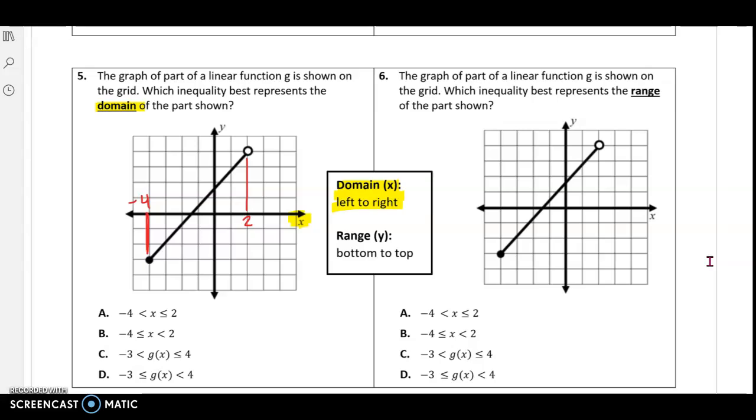So we can eliminate answer choices C and D. And if you didn't know, these, the g of x's, are the same thing as writing y. So these are actually ranges, not domains. Now, one other thing that people tend to forget is that with an open circle, we are going to use the less than symbol, and with a closed circle, we use less than or equal to. So the -4 should have the less than or equal to symbol. So it is answer choice B.